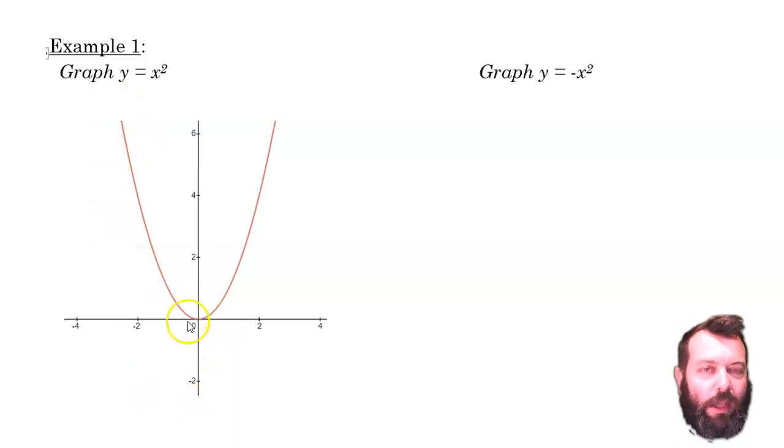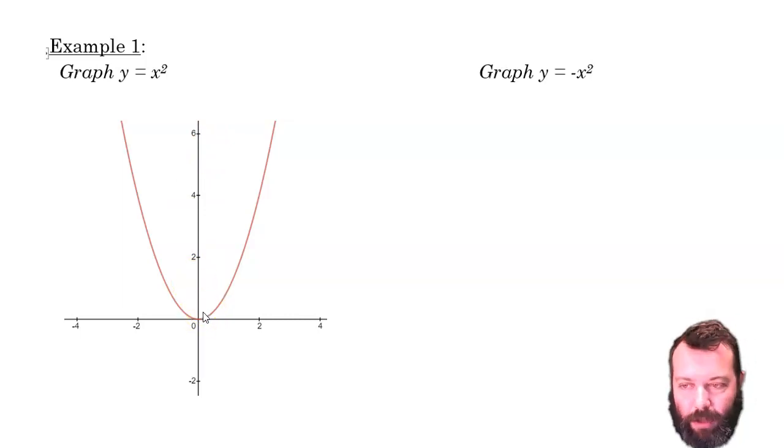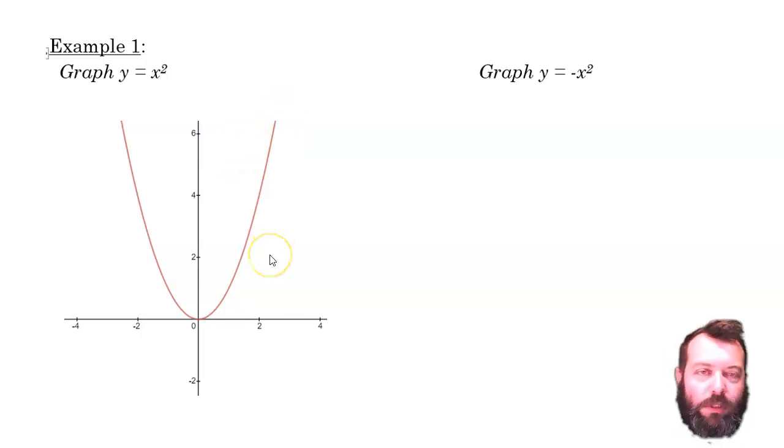That center point there is called the vertex. And you can see it's symmetrical. It has an axis of symmetry here. It's the same on one side as the other. It points upwards. It's concave up.